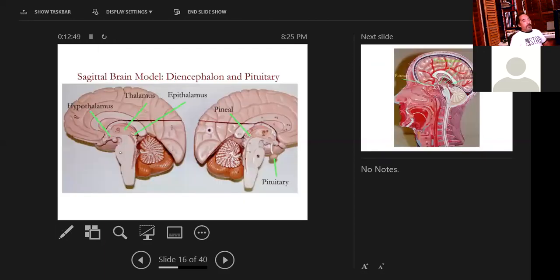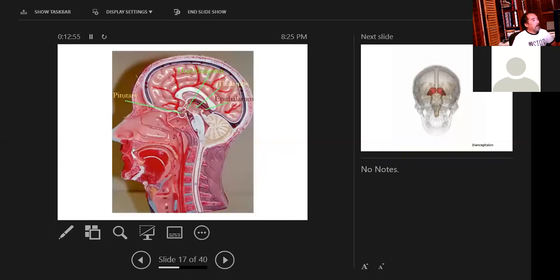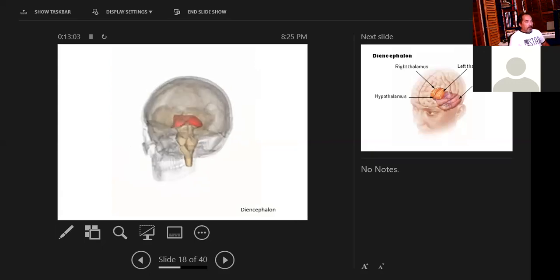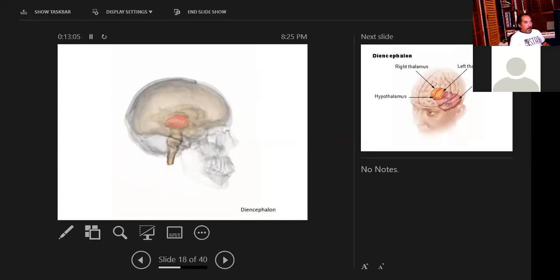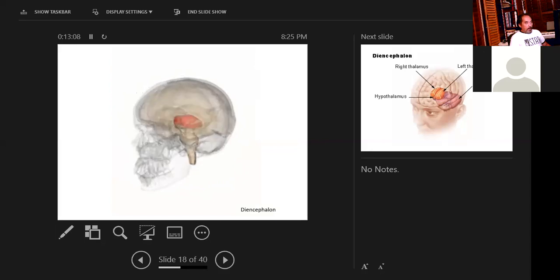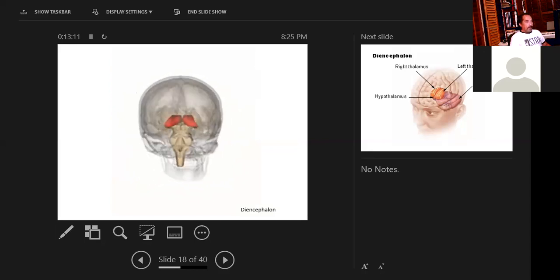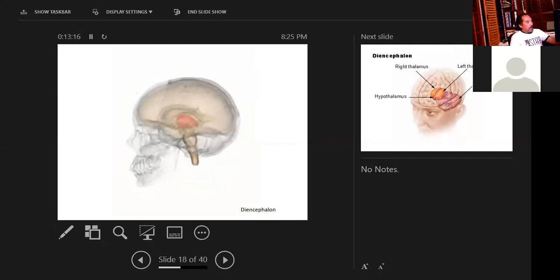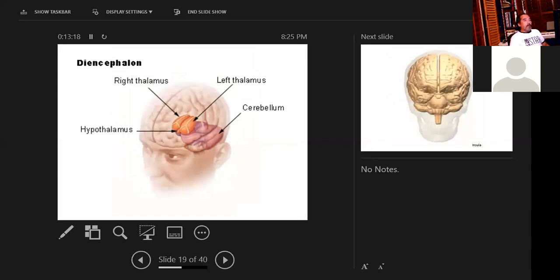Again, the same as just looking at the diencephalon here. Okay, so I'm looking at the diencephalon. Those are the thalamus. So this is what a diencephalon looks like. You've got the thalamus, the hypothalamus, and it's associated with the cerebellum to the back.